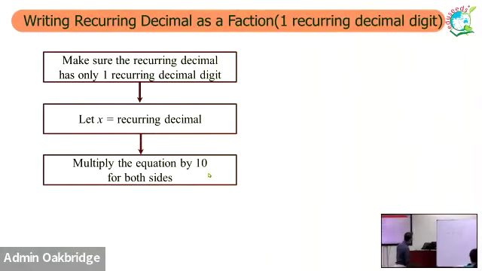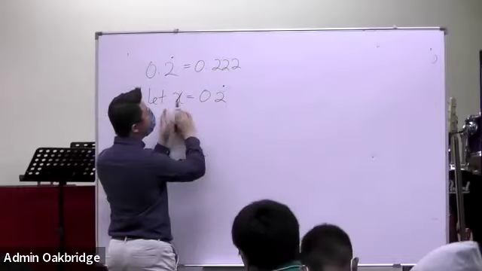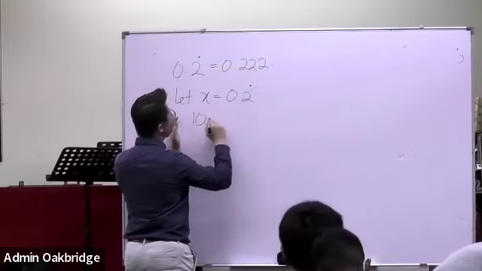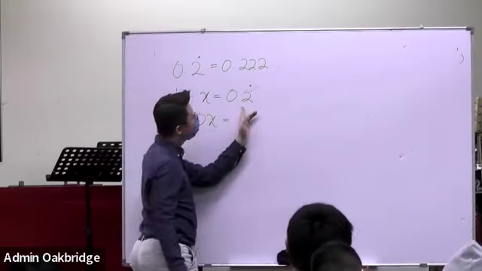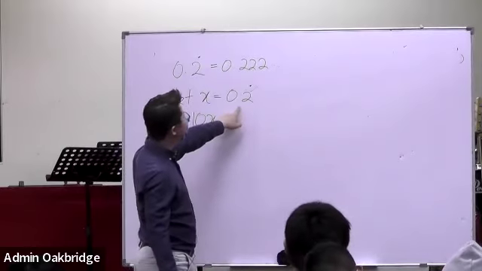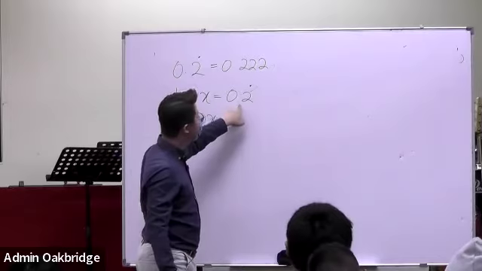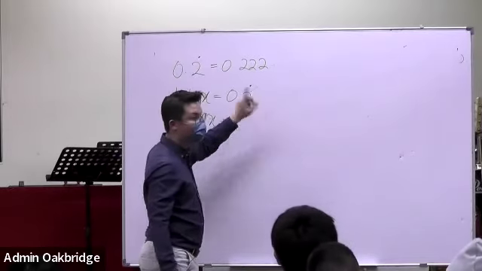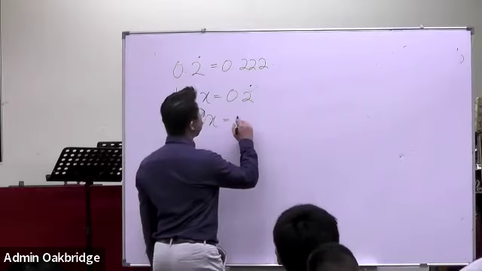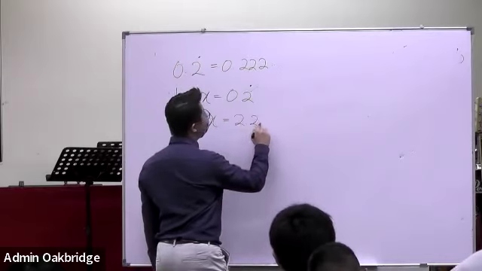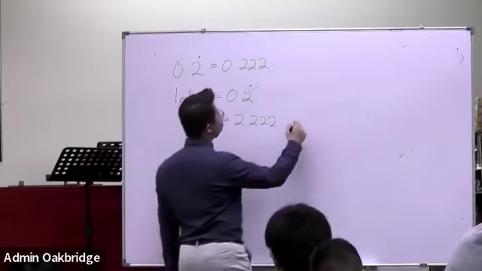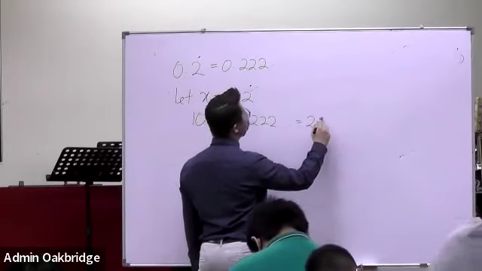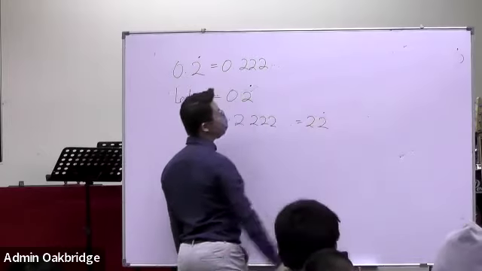Multiply the equation by 10 on both sides. That gives you 10x on the left-hand side. If you multiply this by 10, you move the decimal point to the right by one decimal place. So it will be 2.22222. So basically, it's 2.2 with a dot on top of the digit 2.